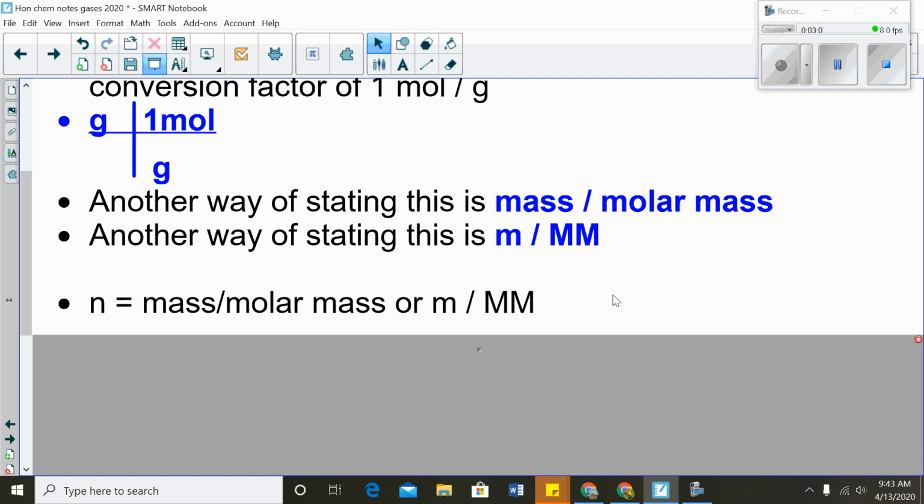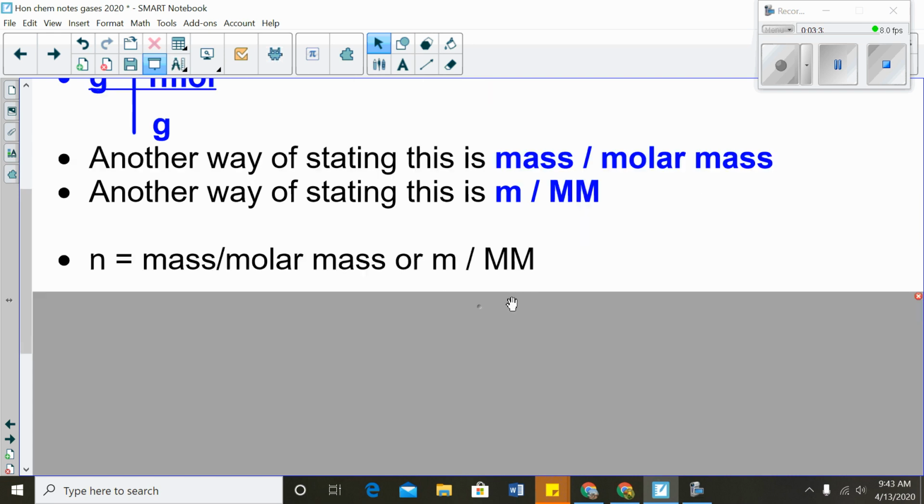Okay, in the ideal gas law, right, you have N, which is referencing moles, right? And what was this conversion up here? This was a way to solve for mole. So we can replace the N with how to solve it, which is mass over molar mass, or M over capital M. So we're going to replace N with M over capital M.